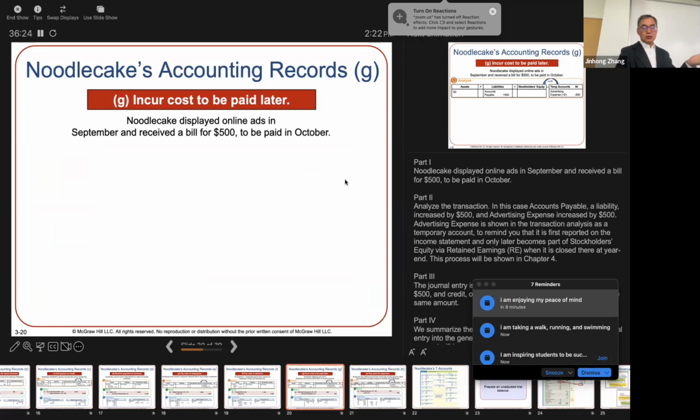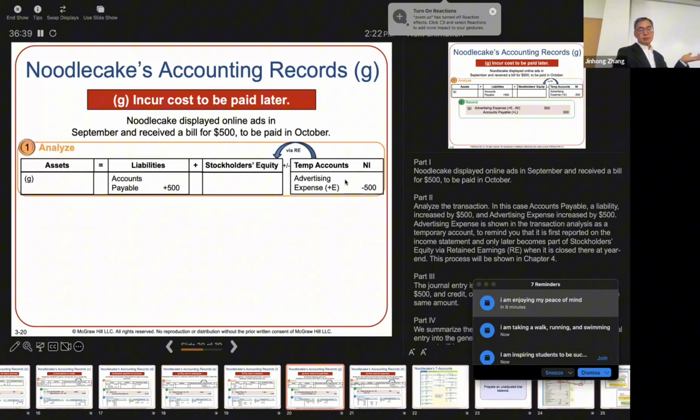So here, include cost to be paid later. Display the online ads in September, receive the bill for $500 to be paid in October. Okay, so accounts payable, and so you increase expense this month, right? So accounts payable and expense you booked, and then the net income actually reduces by $500, but the reality is the expense increase.